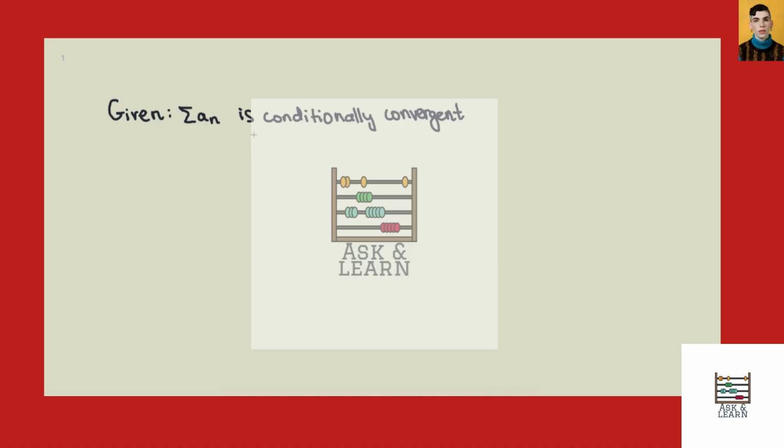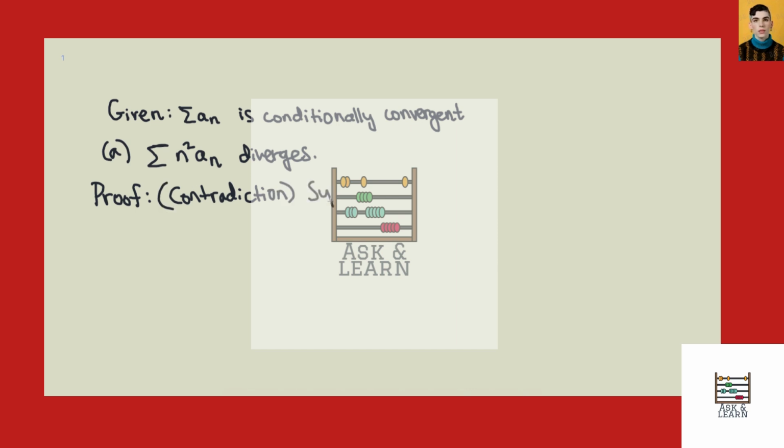We are given that the series AN is conditionally convergent. So in part A, we'd like to show that the sum of n squared AN diverges. A way to prove this is to go by contradiction. So here, let's just point that out there. Let's go ahead and suppose the opposite.